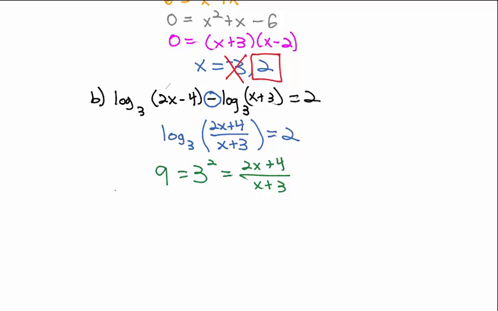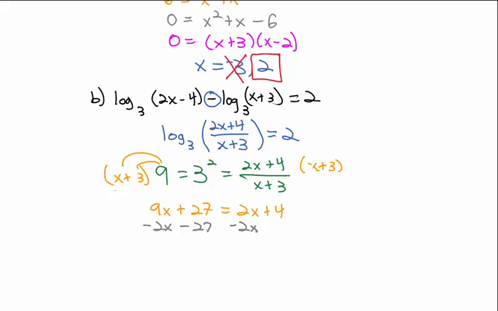And so now we can solve this simple problem by clearing the fraction, multiplying by x plus 3 on both sides. And when we distribute, we have 9x plus 27 equals 2x plus 4. Get the x's on one side by subtracting 2x, everything else on the other side by subtracting 27, and that's going to give us 7x equals 4 minus 27, negative 23. And when we divide both sides by 7, we get x equals negative 23 sevenths.